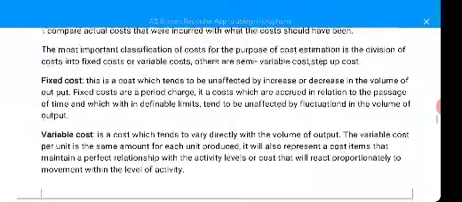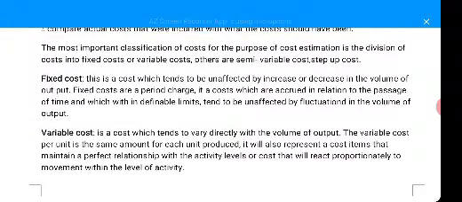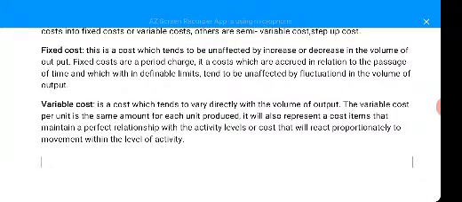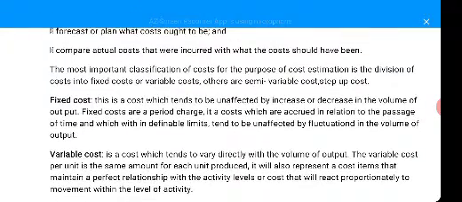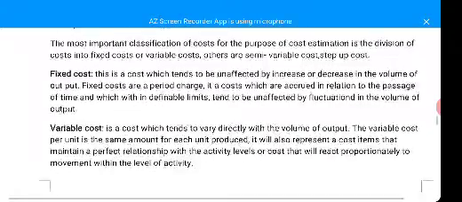Now, what is fixed cost? This is a cost which tends to be unaffected by increase or decrease in the volume of output. That means a fixed cost does not change. For example, the rent paid in the factory. If you produce one unit, you will incur the same rent. If you produce 10 units, you incur the same rent. That means the rent paid for the factory is a fixed cost.